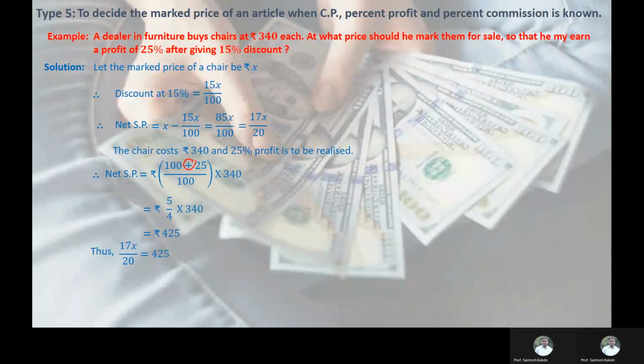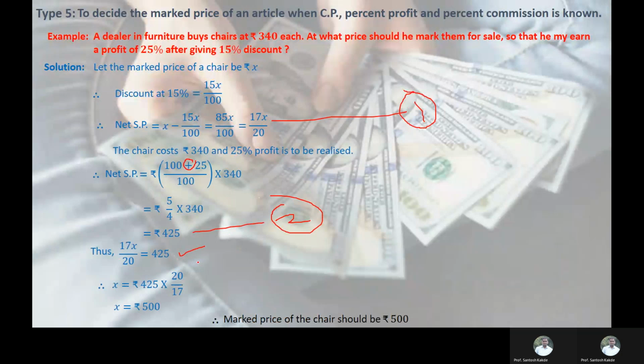So just this one into this one, 17x. You may call this one equation 1, and this one is equal to this one. So 17x upon 20 is equal to 4 to 5. Just simplify. So 17x by 4 is equal to 20 into 4 to 5. You may simplify again, 4 to 5 into 20 by 17. So x is equal to 500. So the mark price of the chair should be 500 rupees, isn't it?